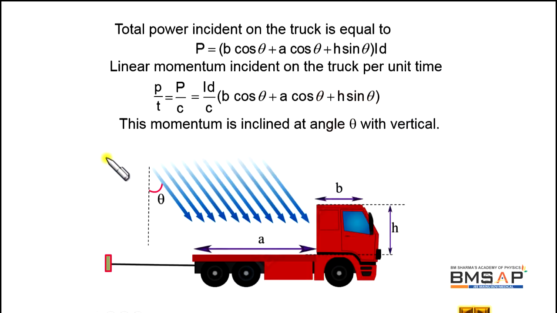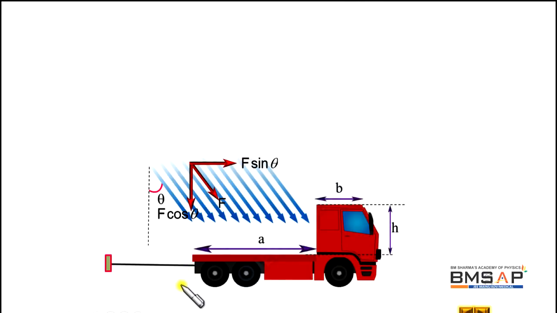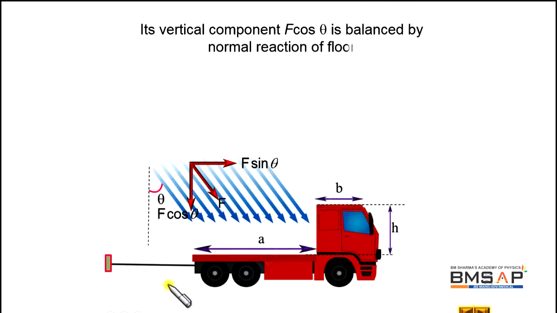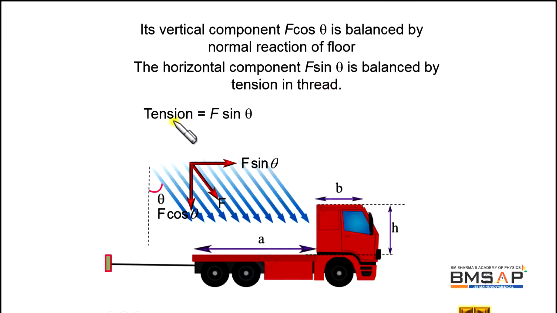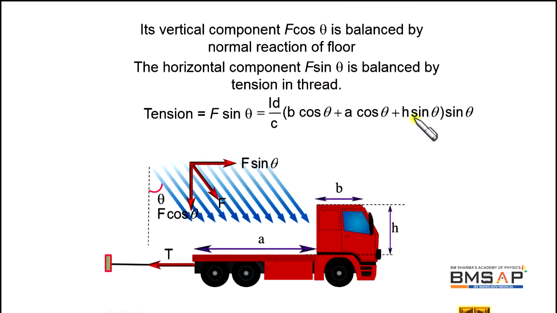We can make the free body diagram. This is the total force, this is the horizontal component, this is the vertical component, and we know the vertical component F cos theta will be balanced by the ground normal reaction, and this will be balanced by the tension force. So, this is the force F sin theta, and this is the tension force, right, the horizontal component. So, the tension is equal to F sin theta, this one is the tension. Now, we can substitute the value of F, this is the value of F. So, this is the final result, that is the tension in the string connecting the truck and this fixed point.